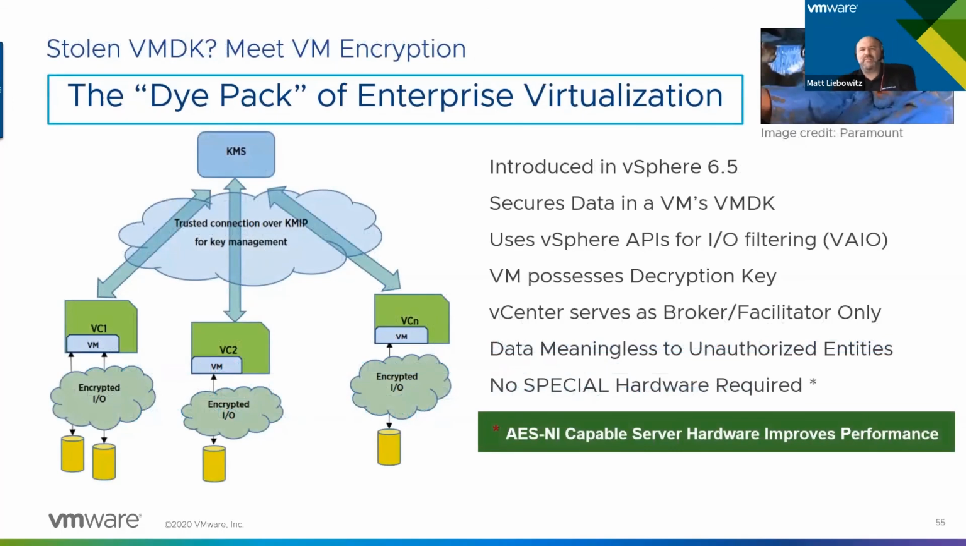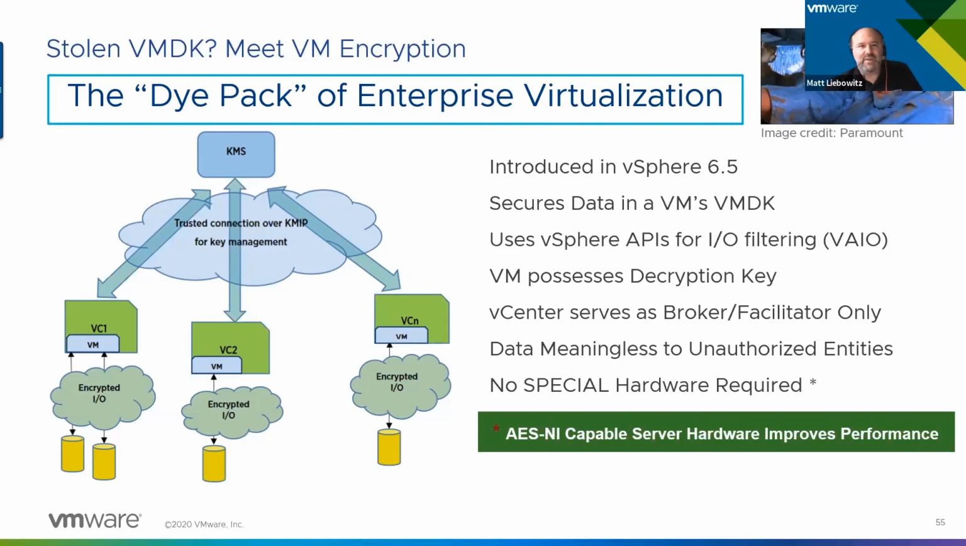But what we want to talk about is the fear of the stolen VMDK, as we talked about earlier. A rogue administrator steals the VMDK for Active Directory, and now they've got your domain database. The answer to that is virtual machine encryption. This was introduced in vSphere 6.5, and it essentially takes the entire VMDK and encrypts it so that it's unable to be taken and registered on another vCenter.